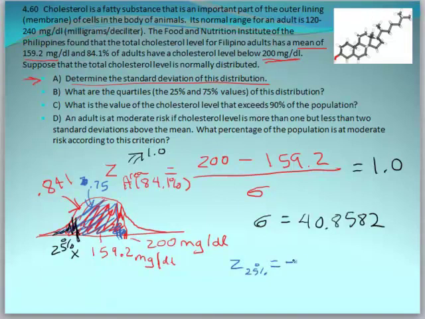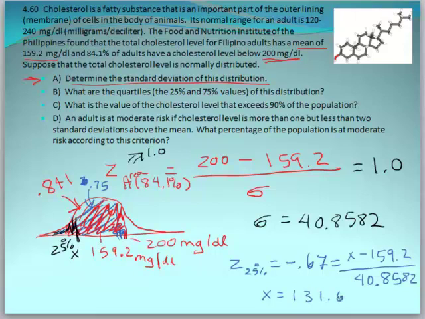So minus 0.67 is our z, and now we can just plug that into x minus 159.2 over, and we solved for our sigma before, so it's 40.85, and well, 82 if we want it. Then we can solve for x, and the x for the 25th percentile is going to be 131.6452. Now we have to do the same thing for the 75th percentile, and I think you can pretty much see what's going to happen.